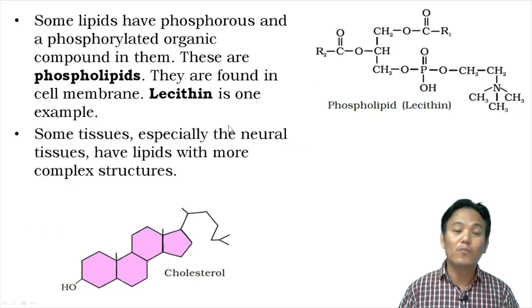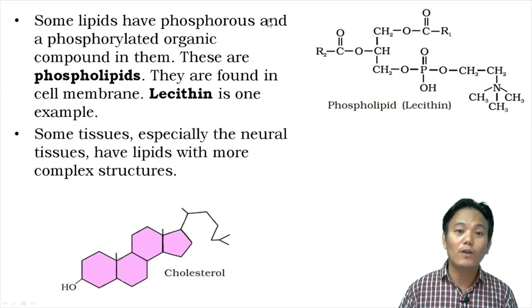Now apart from mono-, di-, and triglycerides, we also have lipids which have phosphorus, or phosphorylated organic compounds, in them. They are called phospholipids. These phospholipids are pretty important.